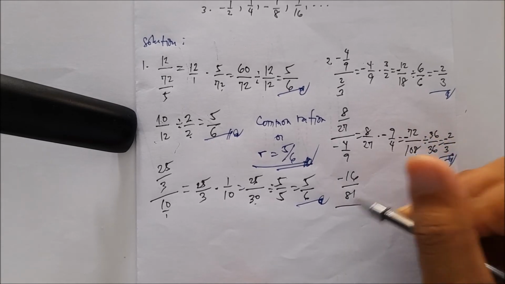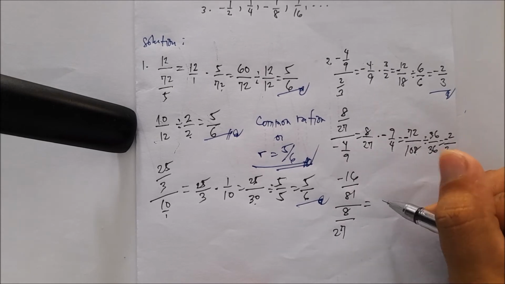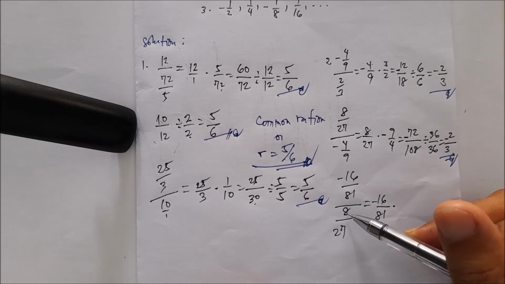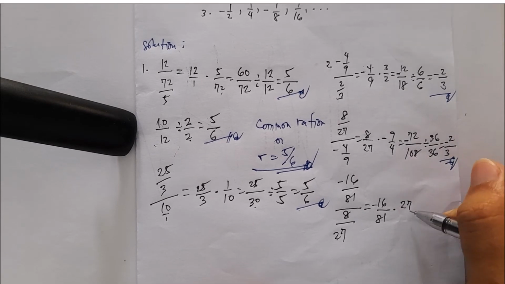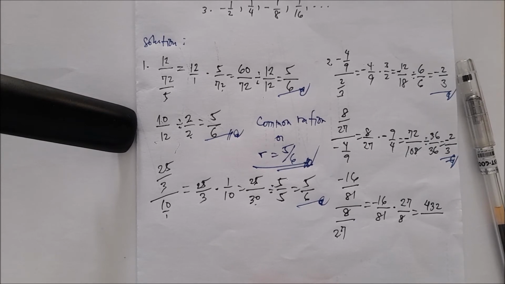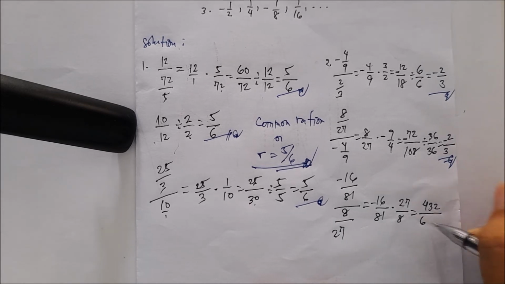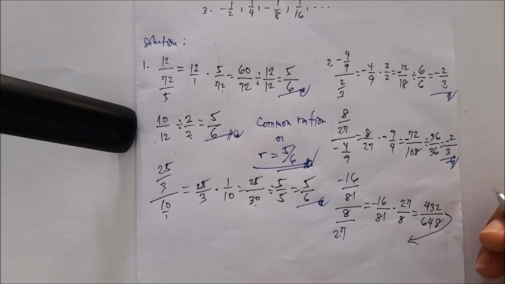So negative 16 over 81 divided by 8 over 27 equals negative 16 over 81 times the reciprocal of 8 over 27, which is 27 over 8. 16 times 27 is 432. How about the denominator? 81 times 8 is equal to 648. So 648, you can simplify.